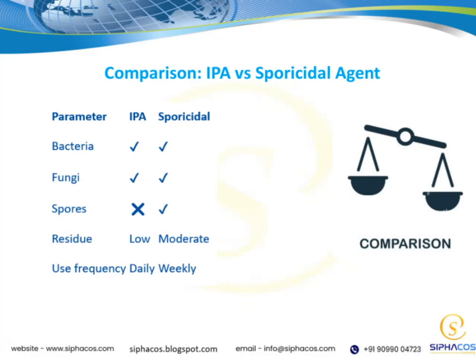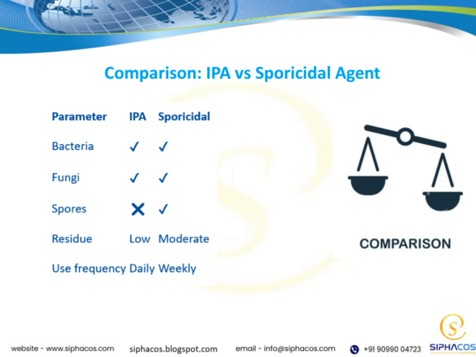Let's take a closer look at the comparison between IPA and sporicidal agents. First, it's important to understand that IPA, or isopropyl alcohol, is a widely used disinfectant known for its quick action against many microbes. However, when it comes to spores, which are particularly resistant forms of microorganisms, IPA isn't sufficient. It doesn't reliably kill spores, which can be a concern in certain settings.